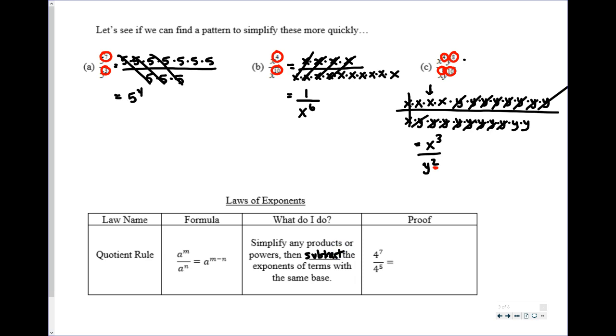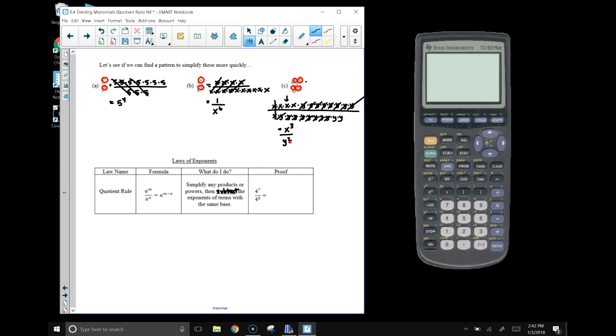So, in a proof, I'm going to show you a proof mathematically here. I'm going to show you that, look, 4 to the 7th is going to give me 16,384, and 4 to the 5th is going to give me 1024, and when I divide those, 16,384 divided by 1024, I end up getting 16. Now, if I do the shortcut way and do 7 minus 5, I end up getting 4 to the 2nd power. Is 4 squared 16? Yes.